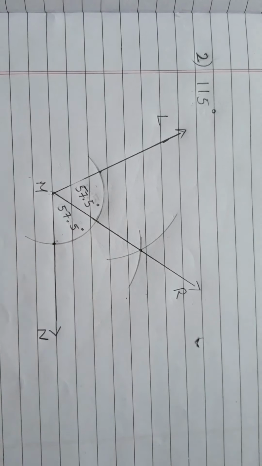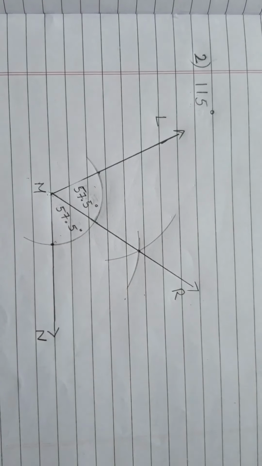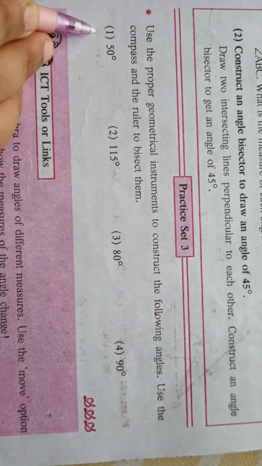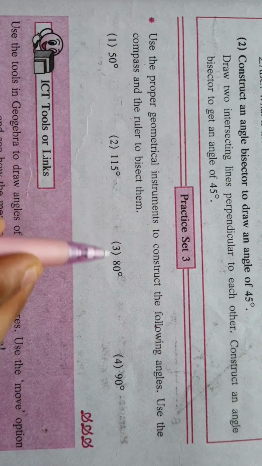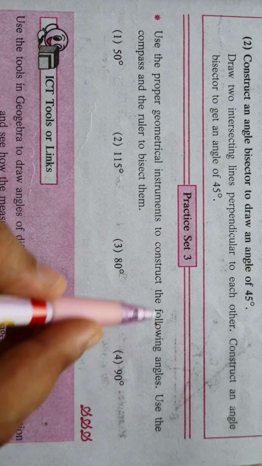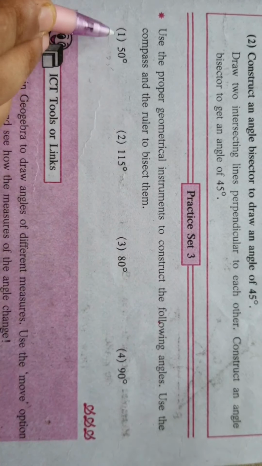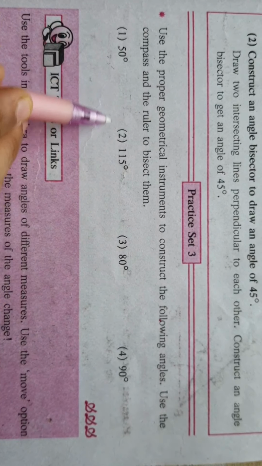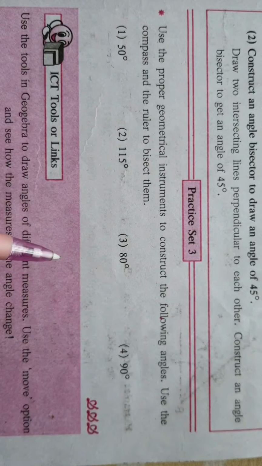So this is called bisecting of angle. So now we have solved the first and second question. Similarly, you try to draw 80 degree and 90 degree angles and bisect them and complete practice set 3. So draw in your notebook, draw all these angles and bisect them properly.